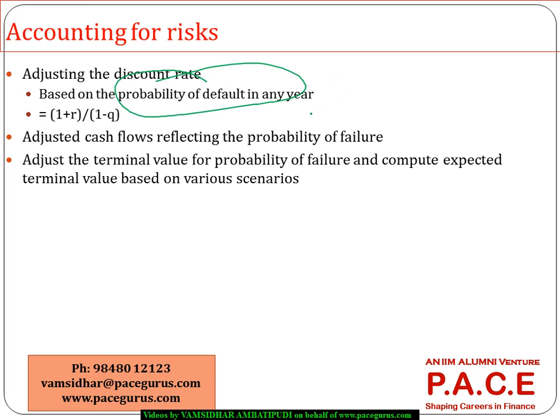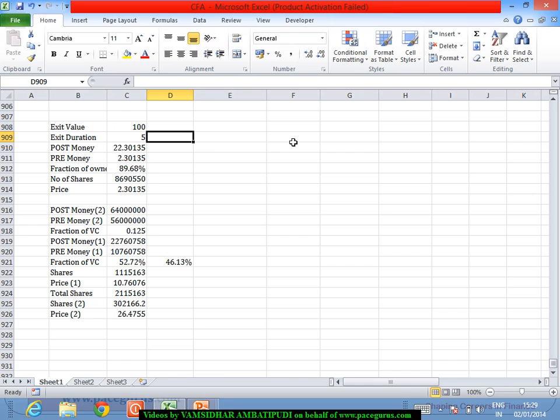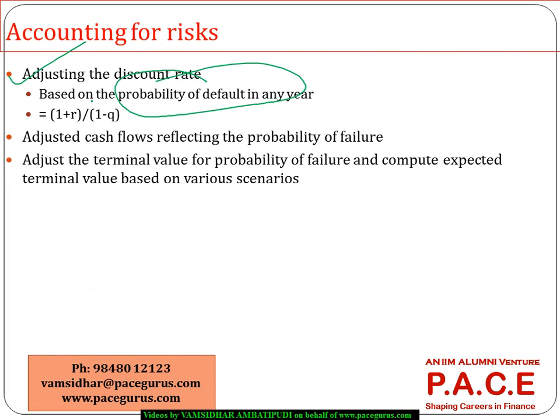So to account for that, there are two mechanisms they generally work out with. One, they adjust the discount rate. So let's say the original founders have come out with a plan saying that 35% is the original discount rate. If the VC really wants to make some adjustment to this, all he can do is adjust this rate by dividing it by 1 minus q, based on the probability of default.